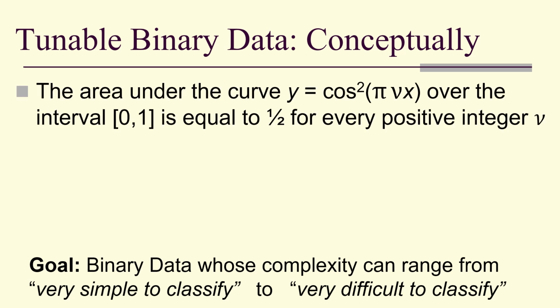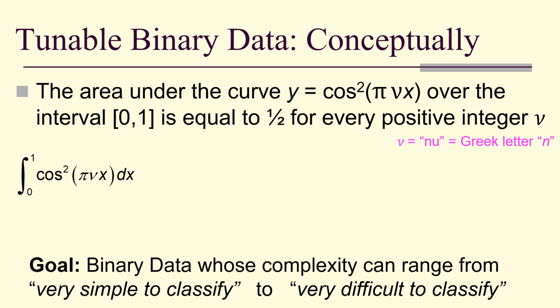And we're going to do this using the area under the curve y equals cosine squared pi nu x over the interval 0, 1, because that area is equal to a half for every positive integer nu. Now I'm using nu here, that's the Greek letter for n.